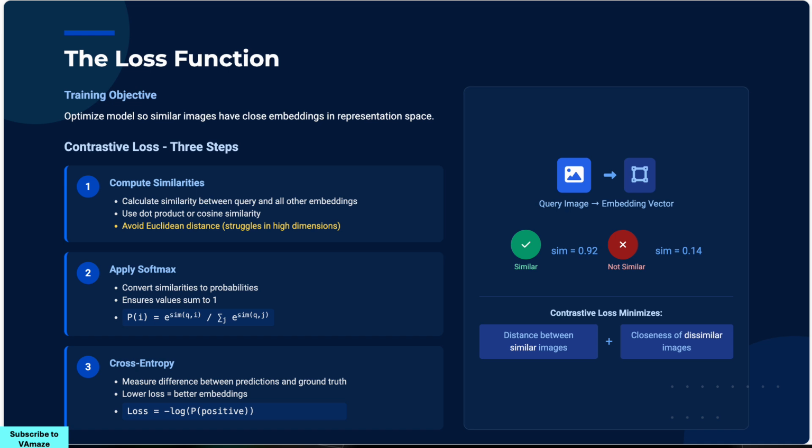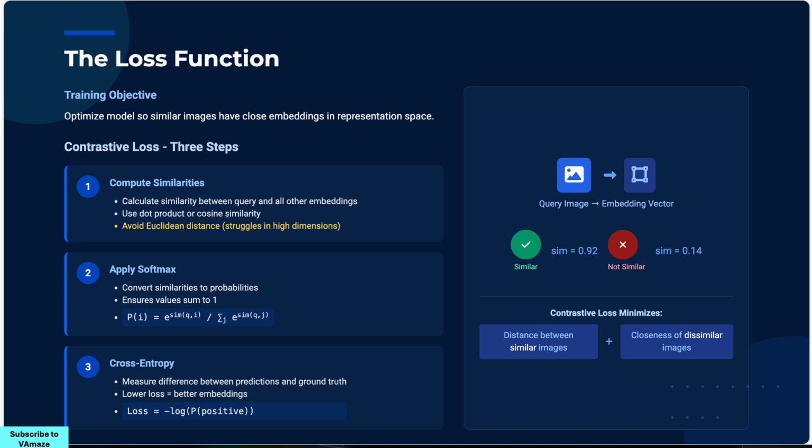This measures how close our predicted probabilities are to the ground truth labels. When the model assigns high probability to the correct positive image, the loss is low. When it's confused and assigns high probability to negative images, the loss is high. By minimizing this loss over many training iterations, the model learns to create an embedding space with the properties we want.